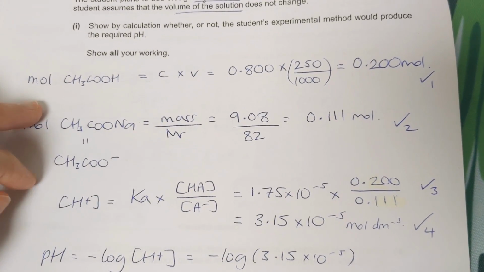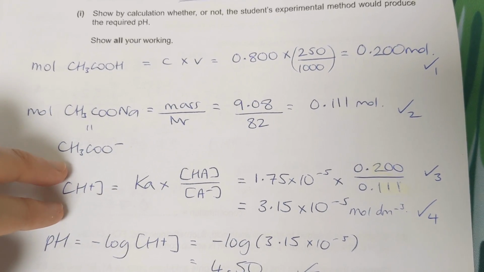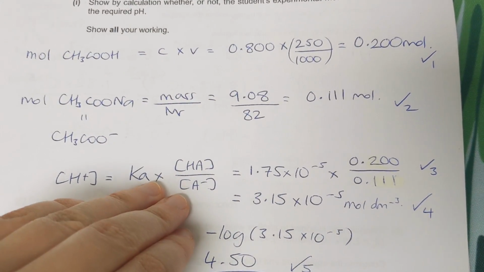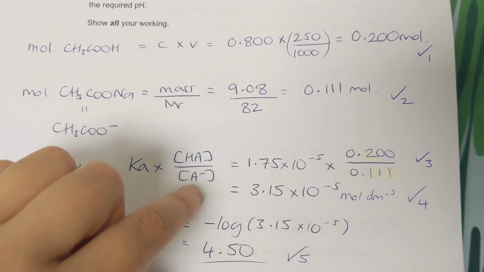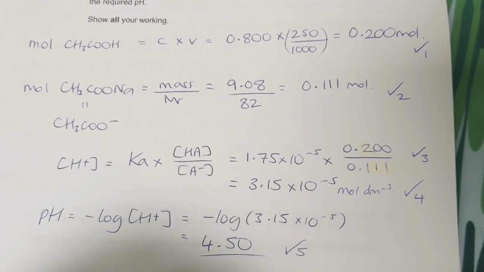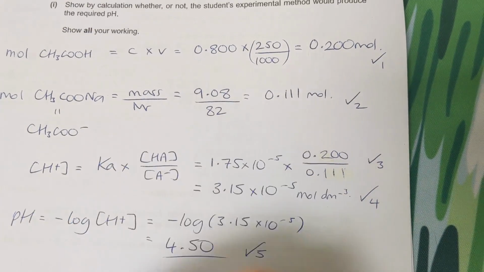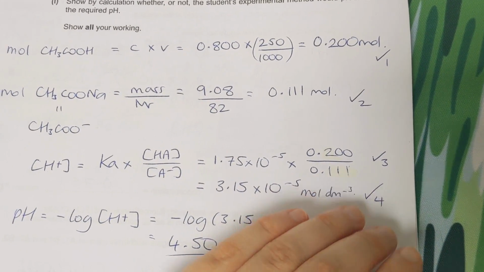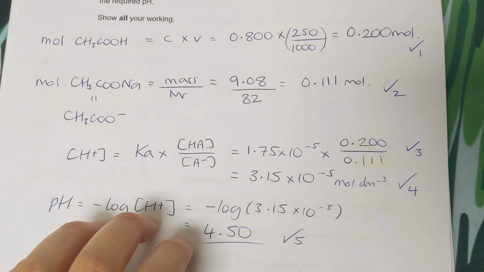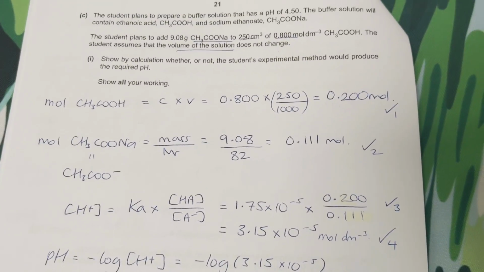Now the moles of the salt is equal to the moles of this conjugate base, so we can use this expression which we use for buffers: H+ equals Ka times [HA] over [A-], and these are concentrations of the acid and its conjugate base. And we do have moles, not concentrations, but it's a ratio, so it doesn't really matter. Plug those in and we get this value for hydrogen ion concentration, minus log this, and we come out with a pH of 4.5, which is sensible.